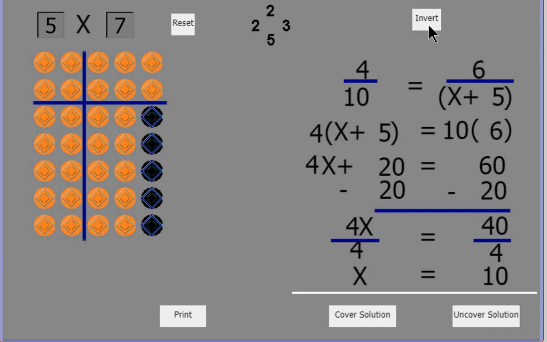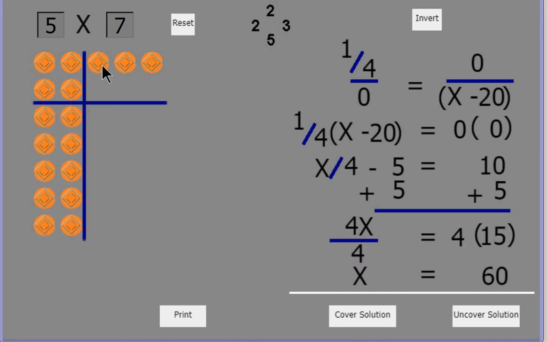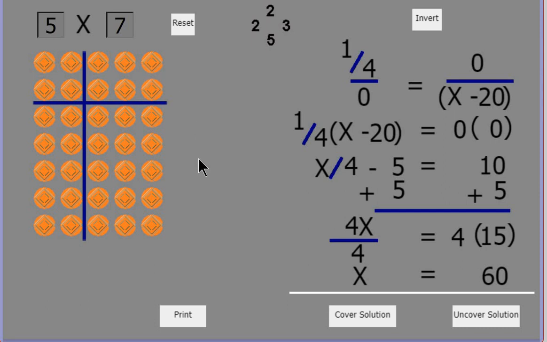Click invert, the invert button, to see the inverse equation. Click the top row of red disks to redisplay the complete array. Notice the axis repositioned as before. Then click the disk again to display the black disk corresponding to the constant.